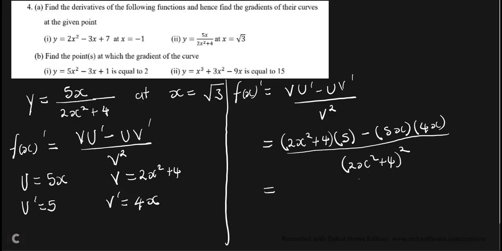Then you say 5 times 2x squared plus 4 gives 10x squared plus 20, minus 5x times 4x. What's the answer? The answer is 20x squared over. The bottom part, you don't do anything, just leave it like that.